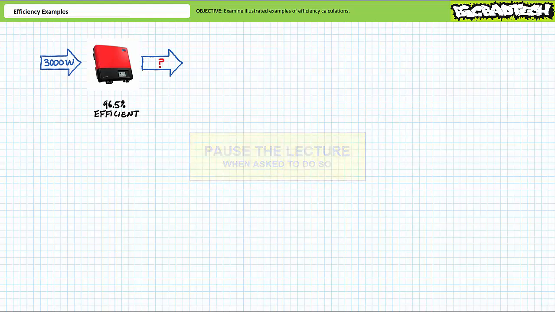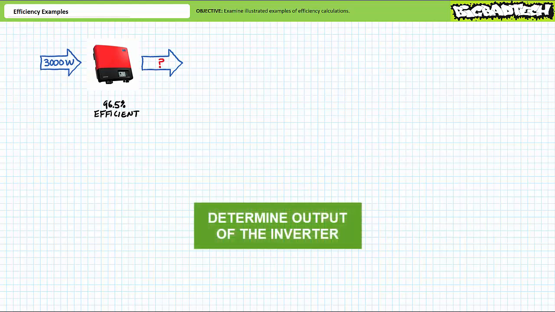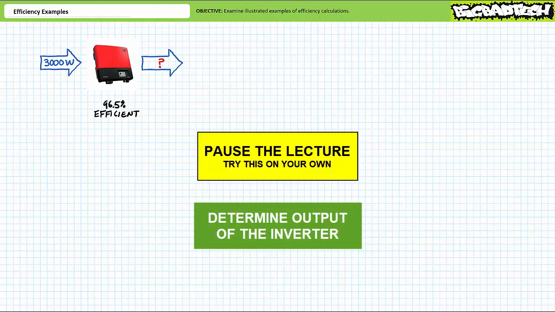Our first problem features a power electronics device known as an inverter. The inverter's task is to take the DC power output of a photovoltaic array and convert it into grid-compliant AC power suitable for export. Let's say the inverter is known to have an efficiency of 96.5%. Let's say the array is sending 3,000 watts or 3 kilowatts of power to the inverter. See if you can determine the usable output of the inverter. By all means, pause the lecture and try this on your own.